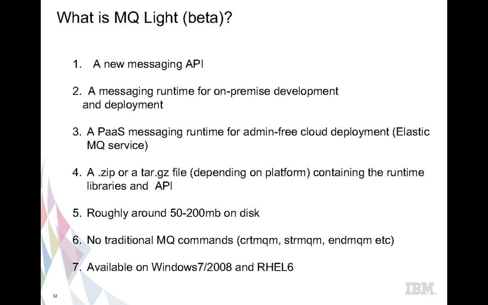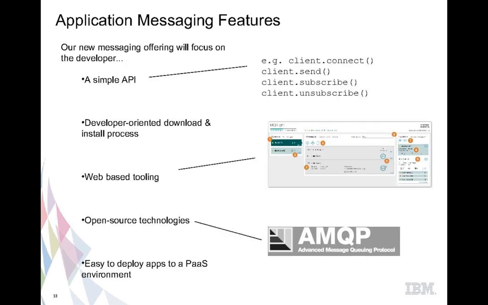Features: it's a simple API, like this code snippet shows. It's a few lines of program, less than maybe 10 lines, unless you really want to write a complete program which manages everything. It's a 10-line program which gets started, connects to a messaging system, and then starts sending or receiving messages. It's a developer-oriented download and install process, so there is no installer. We will see more details to come.